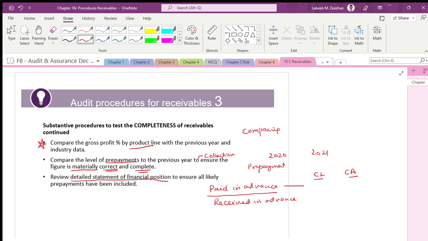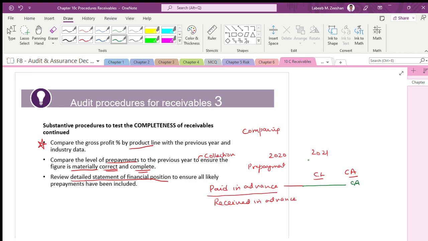Liabilities. Pardon? Current liability. Paid in advance. You paid in advance. It will be a current asset or current liability? Open up. Tell me right or wrong. Nothing will happen. Liability. Current liability. Yes. Paid in advance.